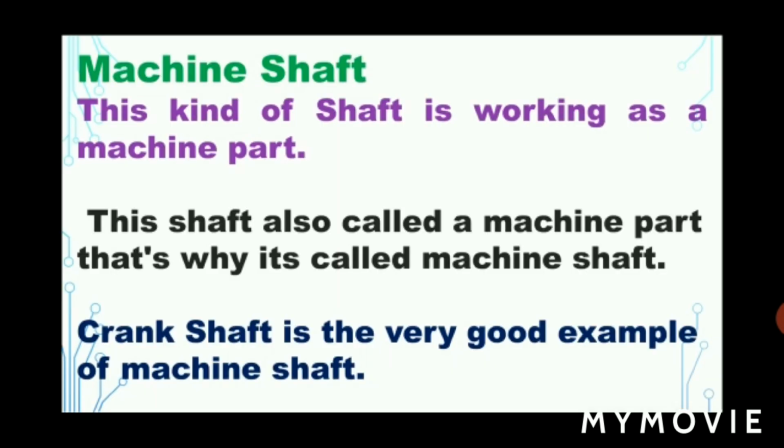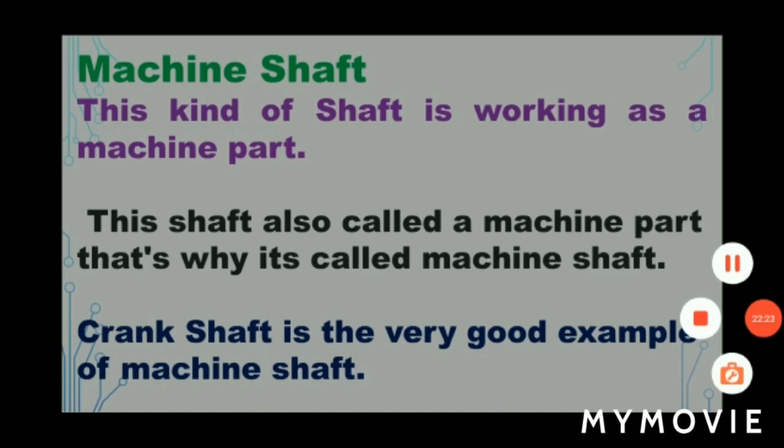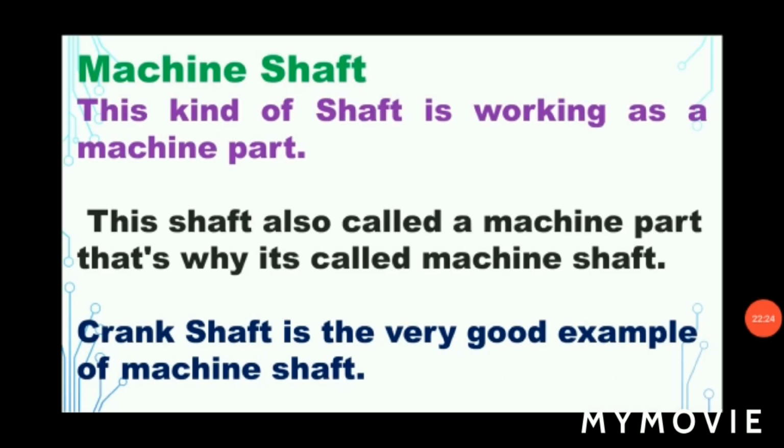Next you have the machine shaft. A machine shaft is a shaft working as a machine part, and the shaft is also called a machine part. That's why it is called a machine shaft. The best example for this particular shaft is a very simple one, the crankshaft. Your crankshaft is a very good example of a machine shaft. For the general classification, you simply have to remember this, that is sufficient.